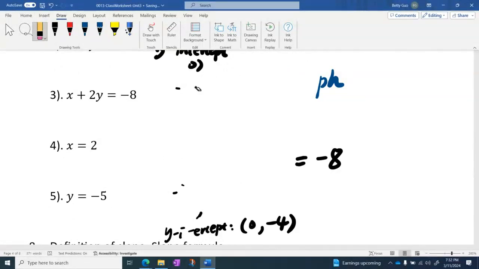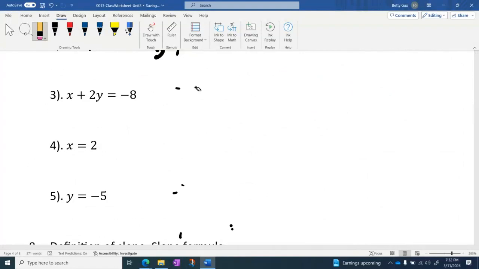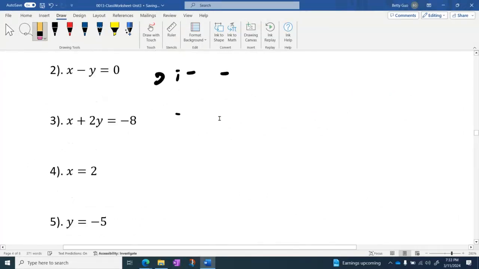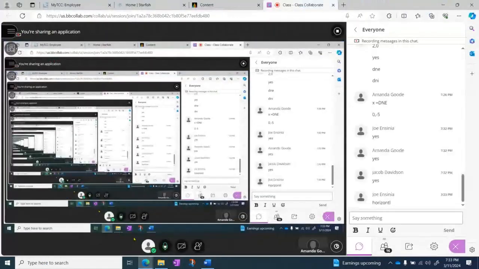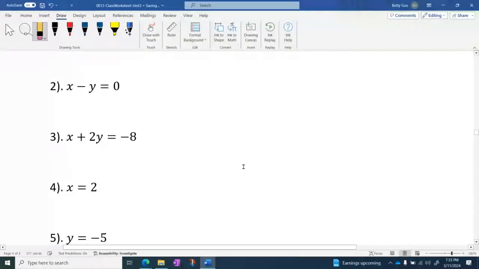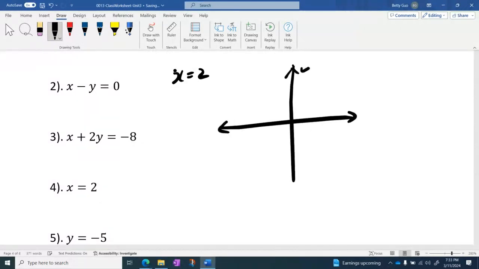So x equals 2 is horizontal or vertical? Let's see if you remember. Number 4, x equals 2, horizontal or vertical? Vertical. Yeah, x equals 2 is vertical. So how do we know it's vertical? In a rectangular coordinate system, look at the x-axis. This is x equals 0, this is x equals 1, this is x equals 2, right? At x equals 2, you draw a vertical line. Okay?